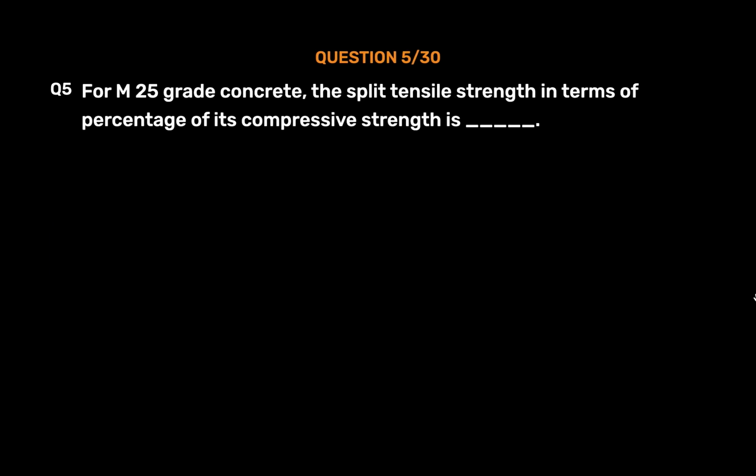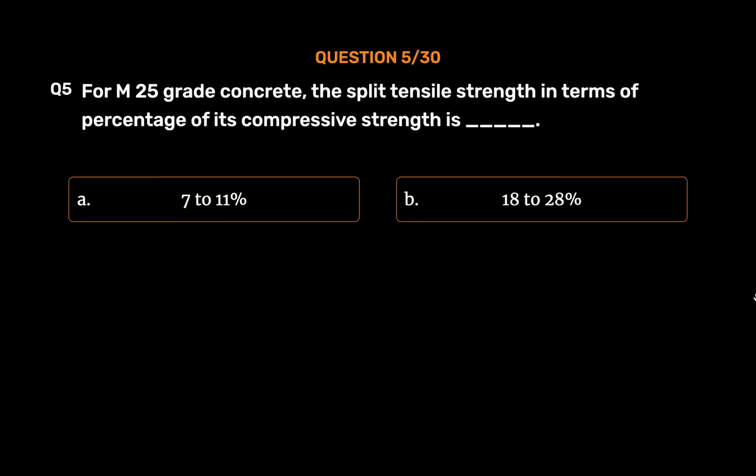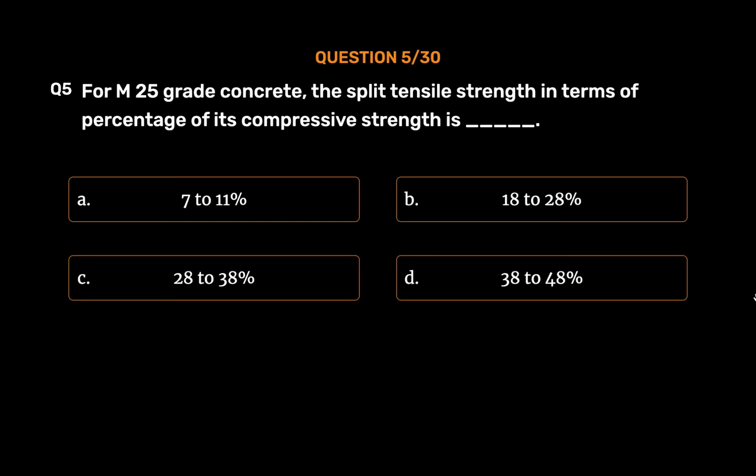Question number 5. For M25 grade concrete, the split tensile strength in terms of percentage of its compressive strength is _. Option A, 7 to 11%. Option B, 18 to 28%. Option C, 28 to 38%. Option D, 38 to 48%. The correct answer is Option A, 7 to 11%.